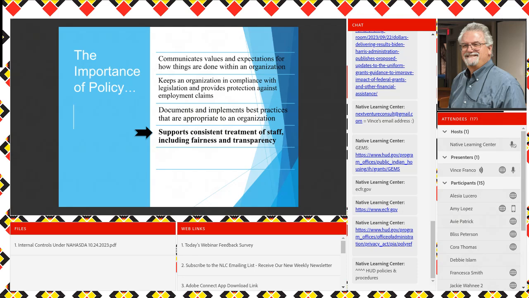Supports consistent treatment of staff. Compliance is all about consistency and fairness, right? Not just of staff, but also of operation, of vendors, of everything. It's having protocols in place, internal controls, and being consistent with them. Consistent application, just like we did as parents with our kids.